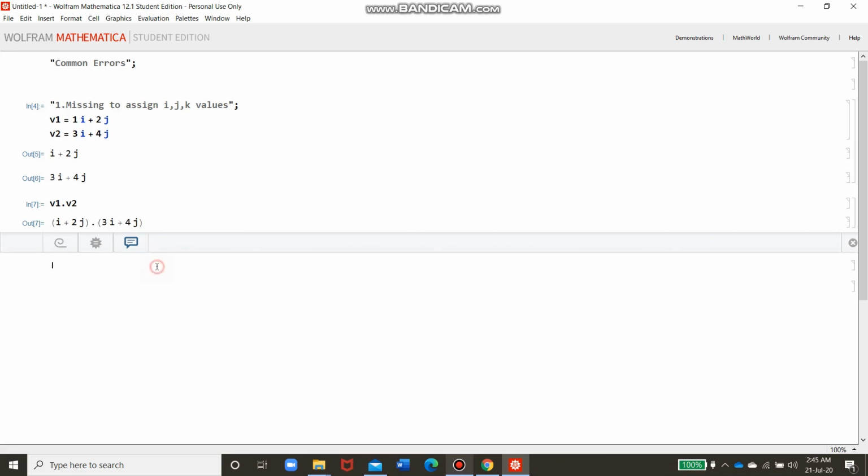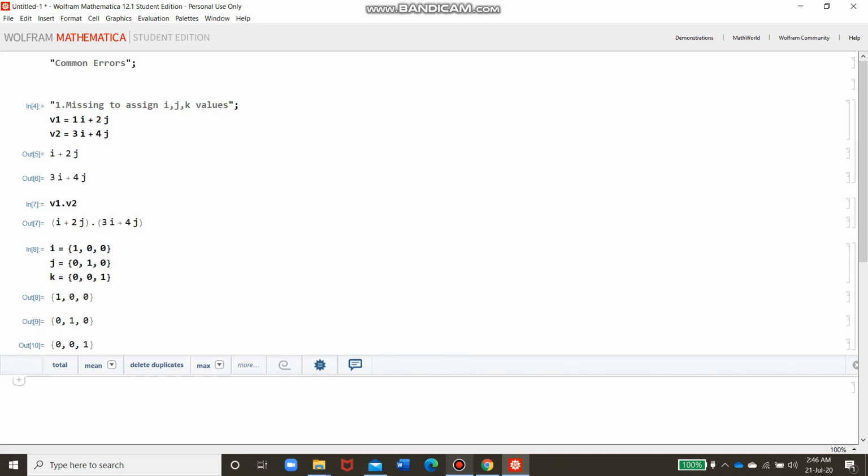So the main error is that I haven't assigned the ijk value. For example, if I assign ijk values, that is i equals 1, 0, 0, and j equals 0, 1, 0, and k equals 0, 0, 1. Alright, shift enter.